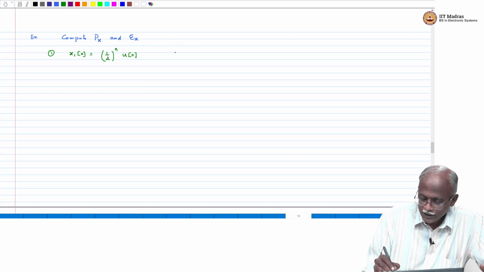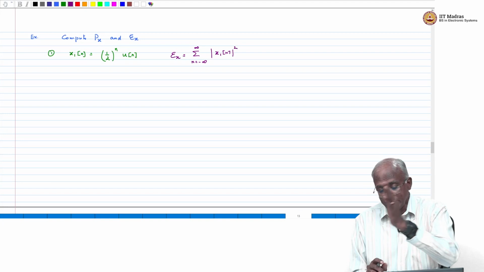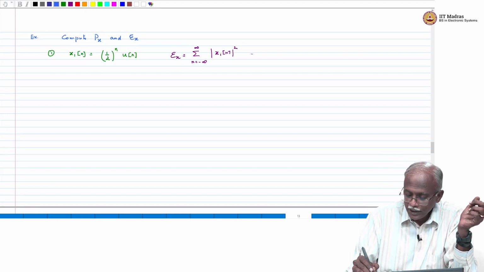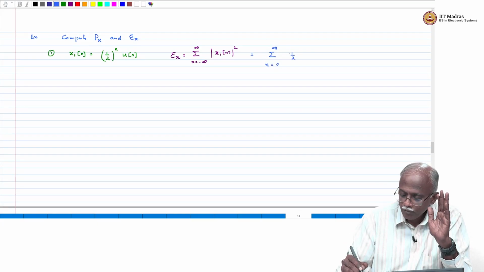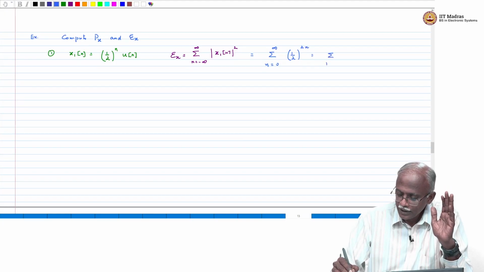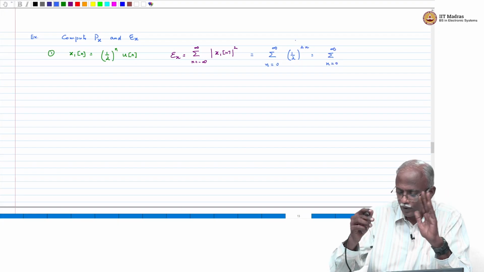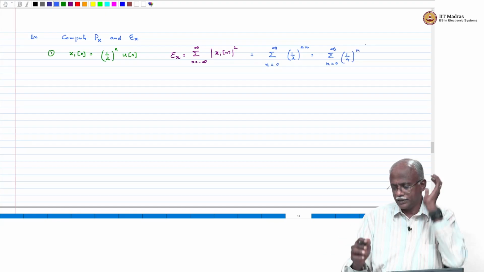Okay, expression for E of x will be n going from minus infinity to infinity mod x1 of n magnitude squared, but x1 of n starts only at n equal to 0. So, this summation becomes n equal to 0 through infinity. I have half power n, when I square it, it becomes half power 2n. Okay, this is the same as saying summation n equal to 0 to infinity. I can take 1/2 squared, which will be 1 raised to the power 1 by 4 raised to the power n.